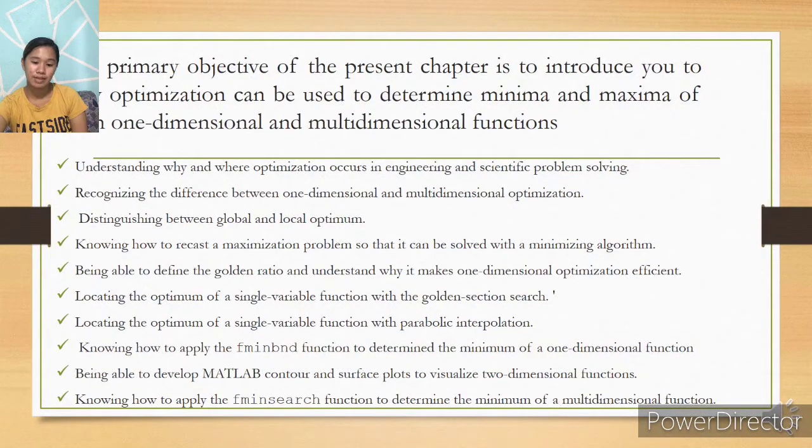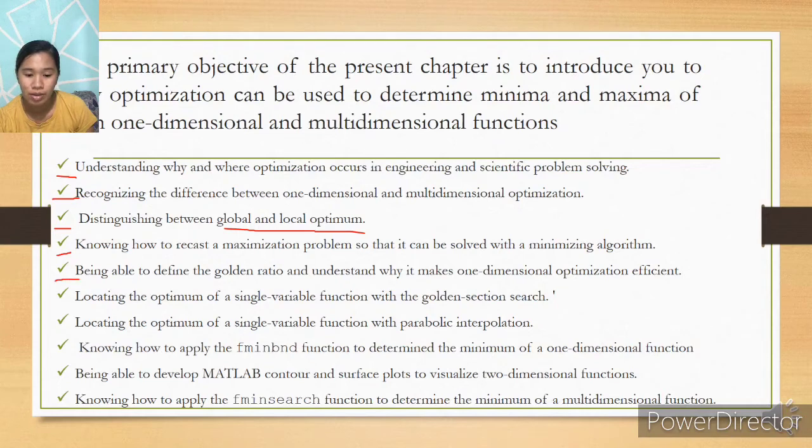The chapter objectives. The primary objective of this chapter is to introduce you to how optimization can be used to determine minima and maxima of both one-dimensional and multidimensional functions. There are specific objectives. First, understanding why and where optimization occurs in engineering and scientific problem solving. Second, recognizing the difference between one-dimensional and multidimensional optimization. Third, distinguishing between global and local optima. Next, knowing how to recast a maximization problem so that it can be solved with a minimizing algorithm.